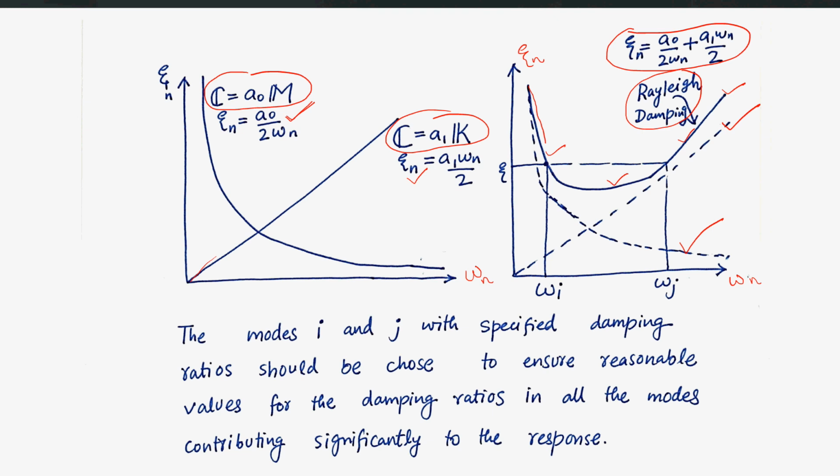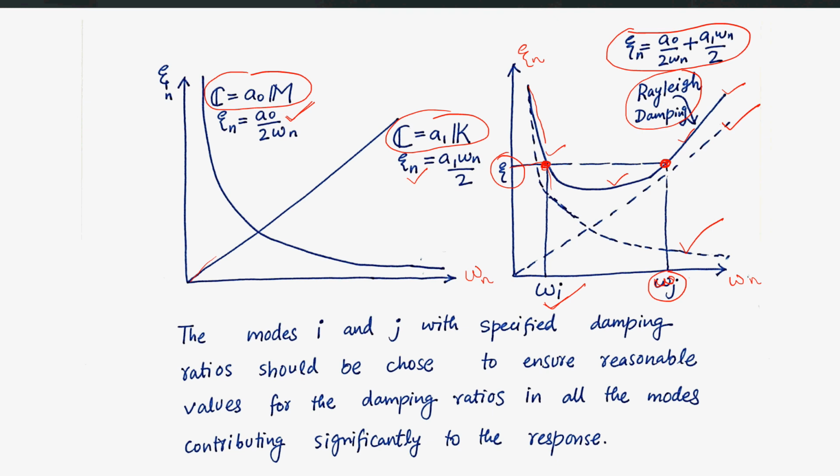But this solid line is the Rayleigh damping. So for example, if you have the same xi for two different modes, where the ith mode has a natural frequency omega i, and the jth mode has a frequency omega j, and they both have the same damping ratio, then these two points can be our controlling points to control the shape of this solid line.